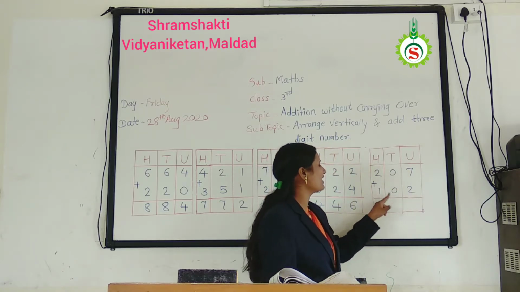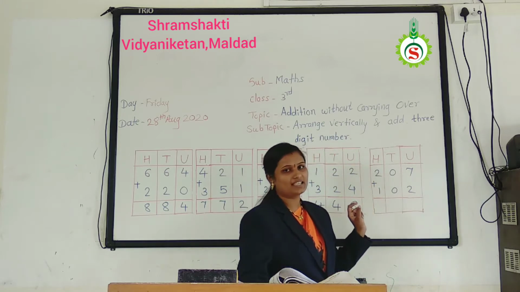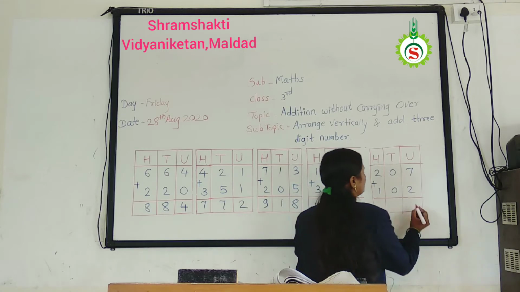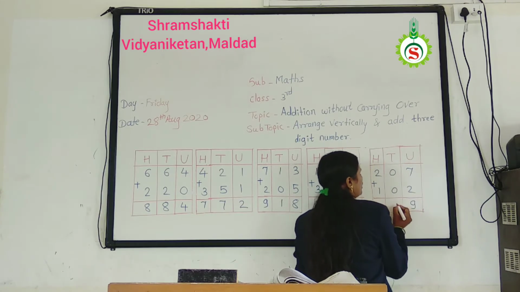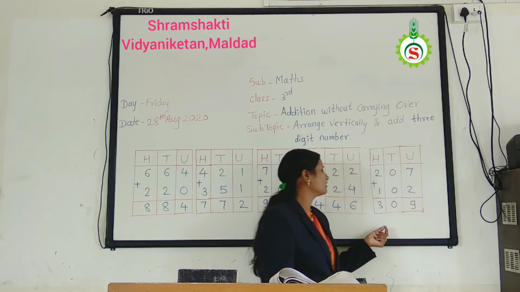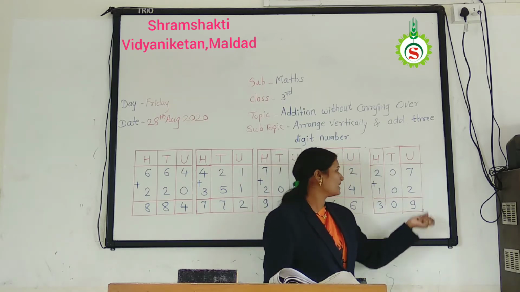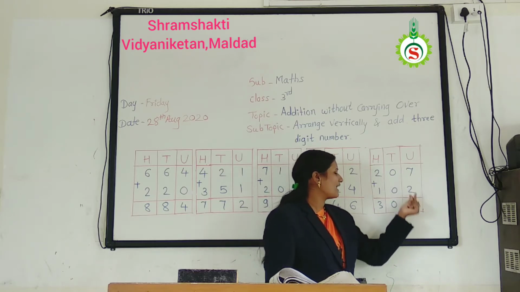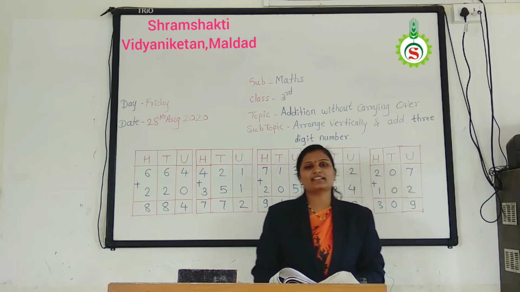207 plus 102. You see first unit column. 7 plus 2, 9. 0 plus 0, 0. 2 plus 1, 3. We get 309. Means 300, 0 tens and 9 units. See the next example.